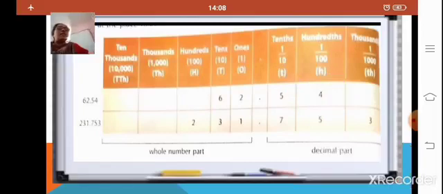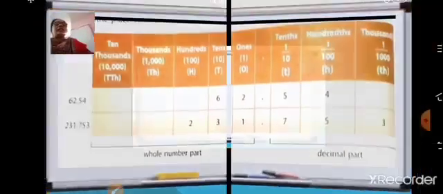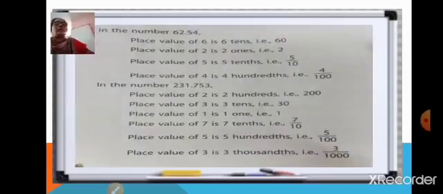The same way for the next number, that is 231.753. The whole part is 231 and the decimal part is 753. The number 2, you can see in the next slide, is in hundreds place, so 200 is the place value. 3 is in tens place, so 30. 1 is in ones place, so 1. 7 is in tenths place, so 7 upon 10. 5 is in hundredths place, so the value is 5 upon 100. And the 3 is in thousandths place, so the value is 3 upon 1000.